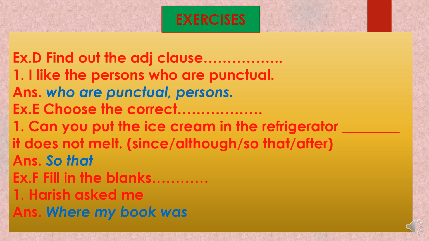The first is, I like the persons who are punctual. So what will be the adjective clause here? Who are punctual, because we are using the word who and it is defining what? The persons. So I like the persons, and what kind of persons? The persons who are punctual. So who are punctual is defining the word persons.